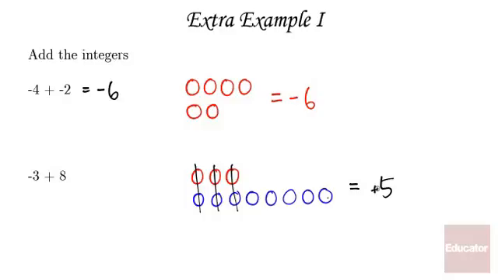Okay? So again, another way to think of this, you can take the absolute value of each number. The absolute value of this is going to be 3. The absolute value of this is 8. So I just find the difference, so I subtract them, 8 minus 3 is 5. And then I take on the sign of the greater number, which is 8, and that's a positive, so this becomes positive.